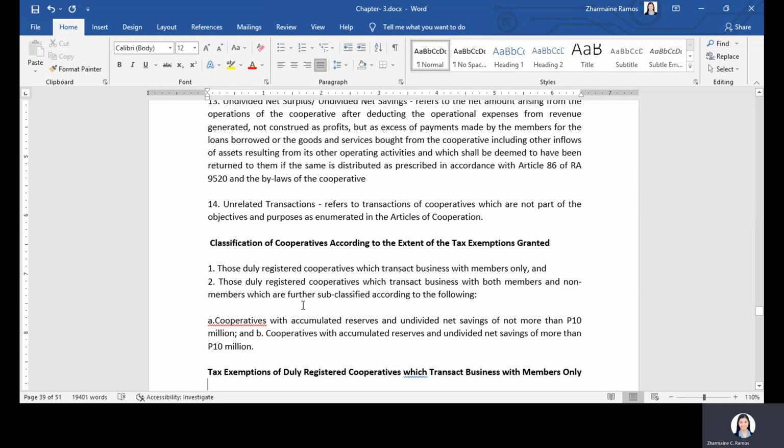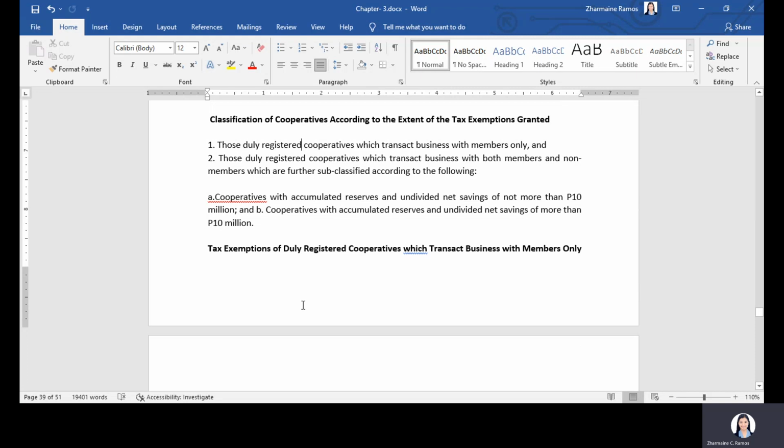So what are the classifications naman of cooperatives and the tax exemptions granted? Those registered cooperatives which transact business with members only, ito yung mga tax exempt. And those duly registered cooperatives which transact business with both members and non-members, which are further subclassified under the following. So pwede siyang cooperatives with accumulated reserves and undivided net savings of not more than 10 million, and cooperatives with accumulated reserves and undivided net savings of more than 10 million.